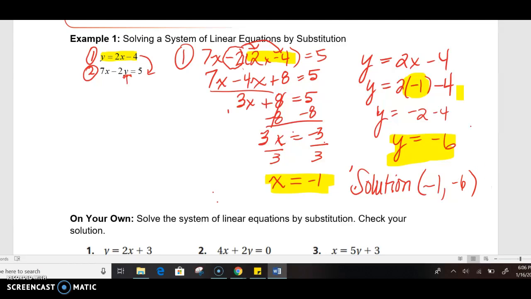Also, remember the way that I check my equations is by substituting my solution back in place of x and y. So since I've already used the first equation, I can check my answer by substituting negative 1, negative 6 in place of x and y in the second equation. So when x is negative 1 and y is negative 6, it looks like this. So I'm going to check it and make sure that both sides are the same.